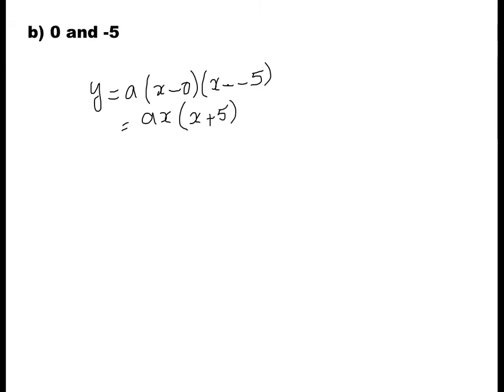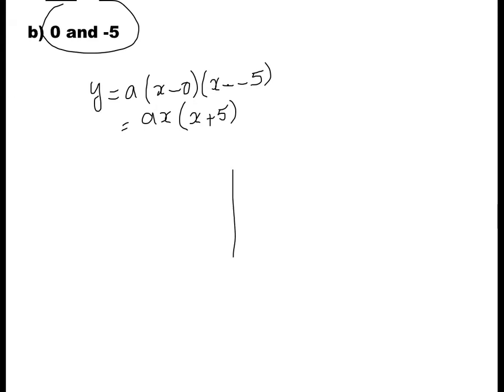The next example is the same thing. This time we have the zeros or x-intercepts 0 and -5. So the family becomes y is equal to a times x minus 0 times x minus -5. x minus 0 is just x. x minus -5 is x plus 5. So this means that y equal a x times x plus 5 represents all the family members that satisfy this condition.